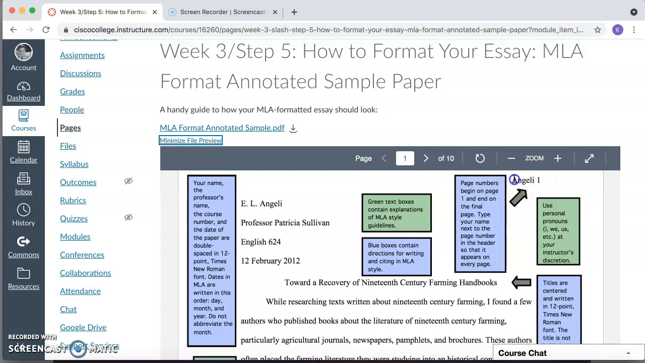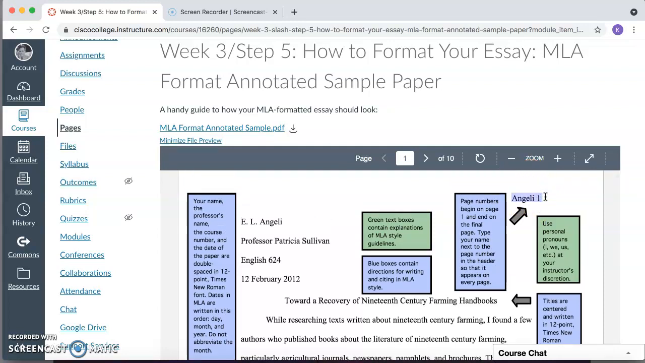You have what's called a header. So each page should include your last name and page number, the top right corner. If you're working in Word or Google Docs, just go to Help and search for header, and you can format it that way. H-E-A-D-E-R.